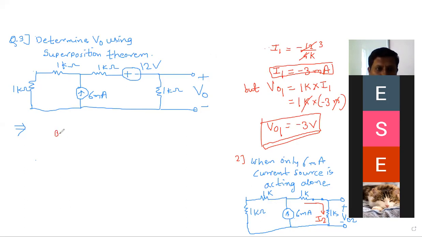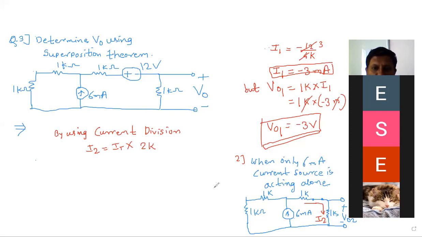So here, by using current division, you can get the answer of I2. So I2 is equal to total current IT into, now how is it, the 1K here is in series. Here the left hand side 1K are in series. So the opposite branch resistor we can consider as 2K. Okay, so total this is 2K and this is 2K.